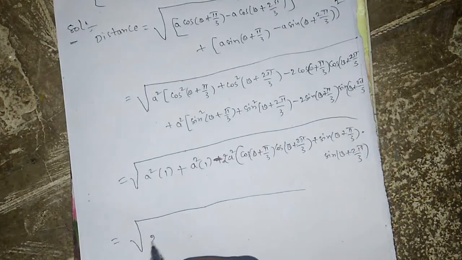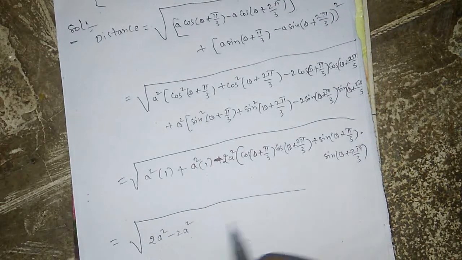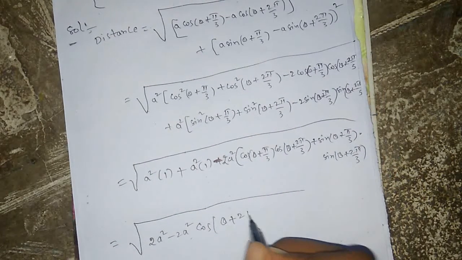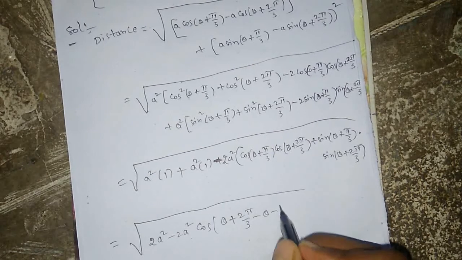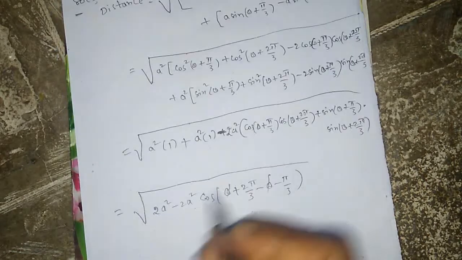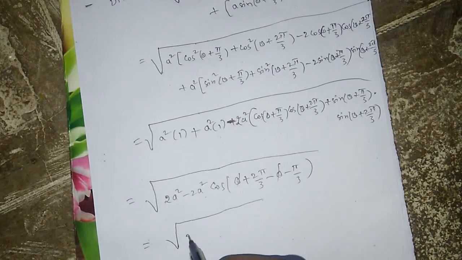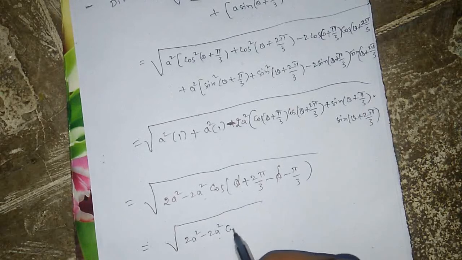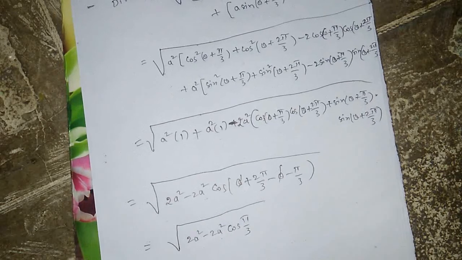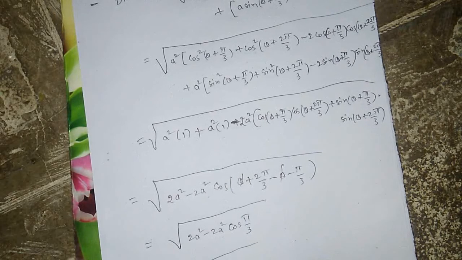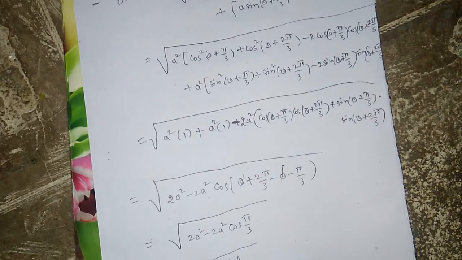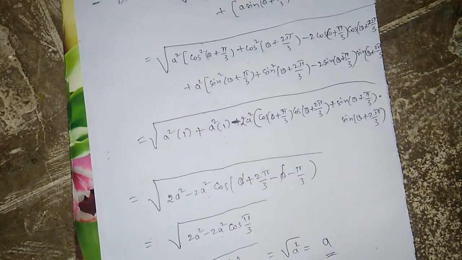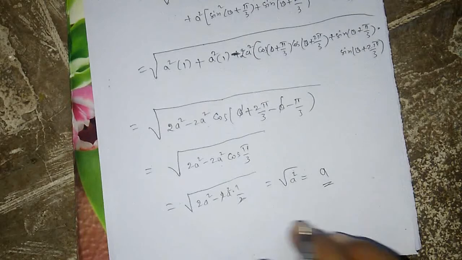that is equal to 2a² minus 2a² times, since cos A cos B + sin A sin B is cos(A − B), that is (θ + 2π/3) − (θ + π/3), θ gets cancelled, that is 2a² minus 2a² times cos(π/3), that is equal to 1/2. 2 gets cancelled, 2a² − a² is a², and the root of a² is a, which is the final answer.